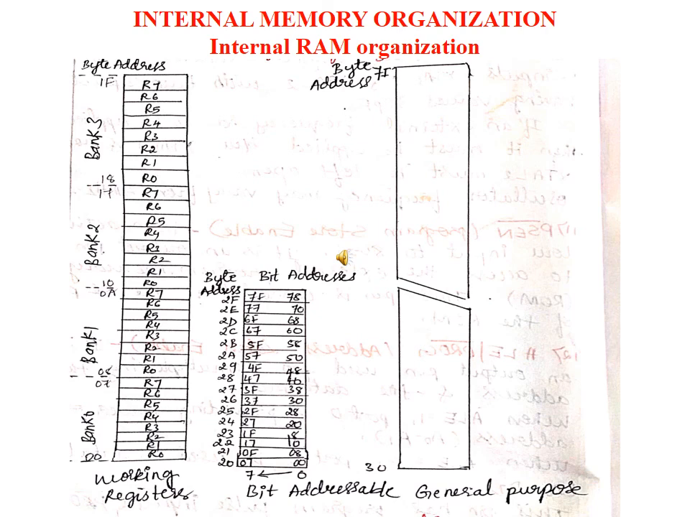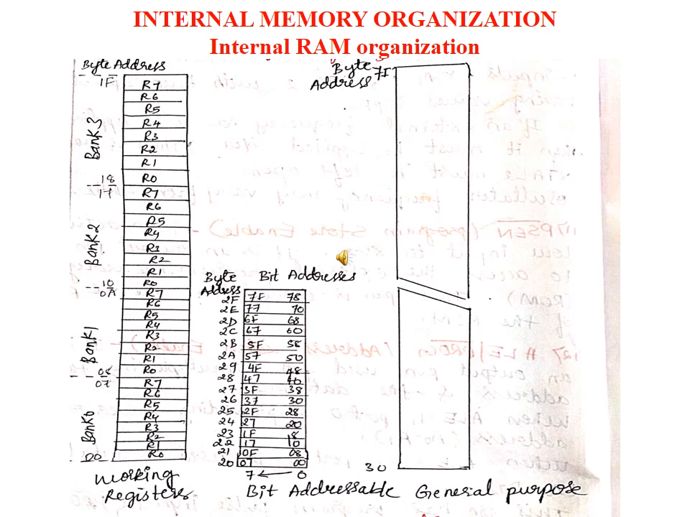The second section is 16 bytes from the byte address 20H to 2FH. So this address range you can access by bit also. A bit addressable area of 16 bytes, which will occupy the RAM byte addresses from 20H to 2FH, forming a total of 128 addressable bits.